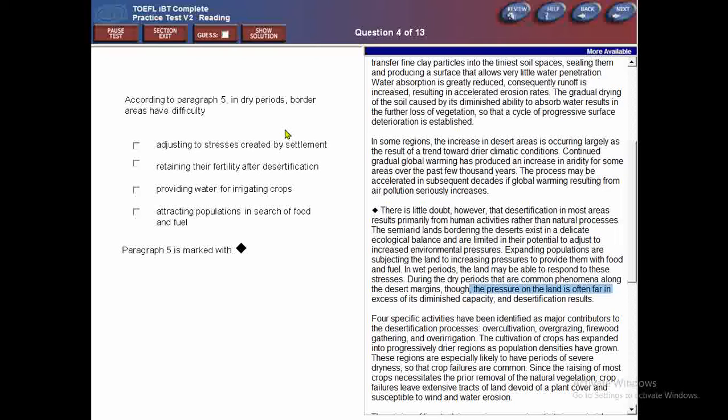So now look at these answer choices. Border areas have difficulty adjusting to stresses created by settlement, this may be so, and retaining their fertility after desertification, this may not be stated here. The last sentence explains what is going on, and it comes from the supporting illustrations of the above two sentences. So, retaining their fertility after desertification, is there any explicit mention of fertility of their land? No.